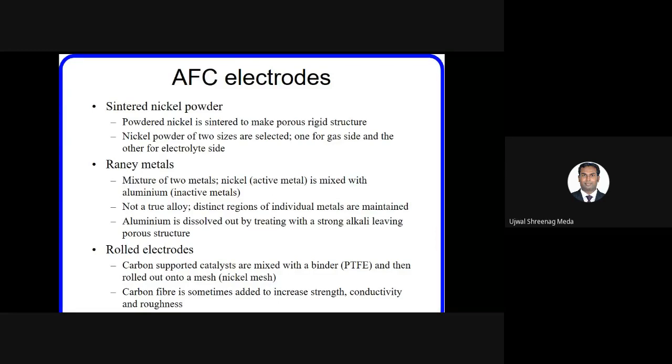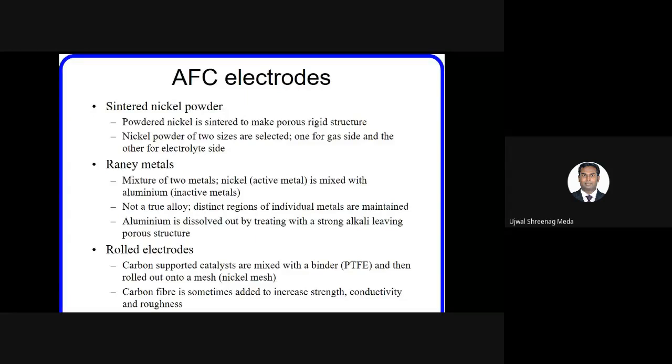This is another category, where a mixture of two metals is used. So an active metal and an inactive metal. The active metal is nickel, the inactive metal is aluminum. So a mixture is made of these two metals. You do not really call this an alloy. It is like considering nickel powder and aluminum powder, mixing it, subjecting it to heat treatment. By mild heat treatment, you will fuse the material, and later you will try to take out the inactive metal. So you form the structure using two metals, active metal and inactive metal.